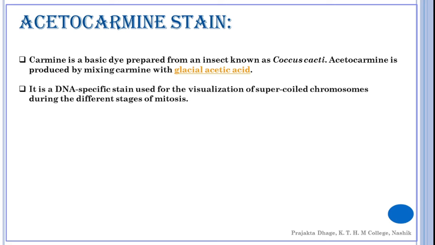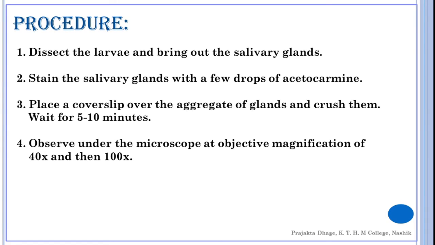Now let's move on to the procedure. Now the procedure is divided into four steps. First one is dissection of the larvae and removing the salivary glands. Second is staining the salivary glands with acetocarmine. Third is adding a cover slip and crushing it, and incubating it for some time, and then we have to observe it under microscope. So let's see one by one.